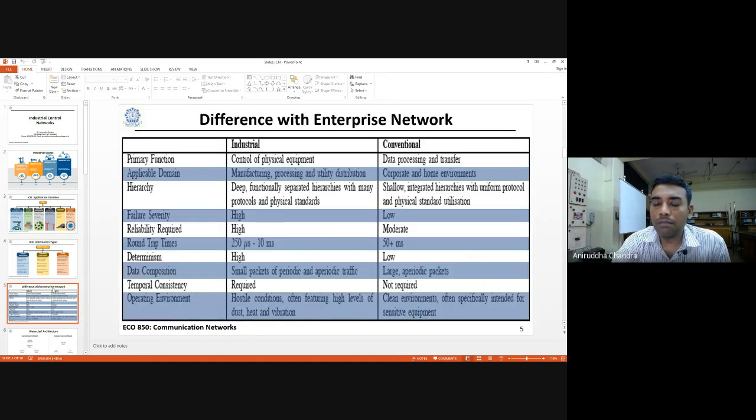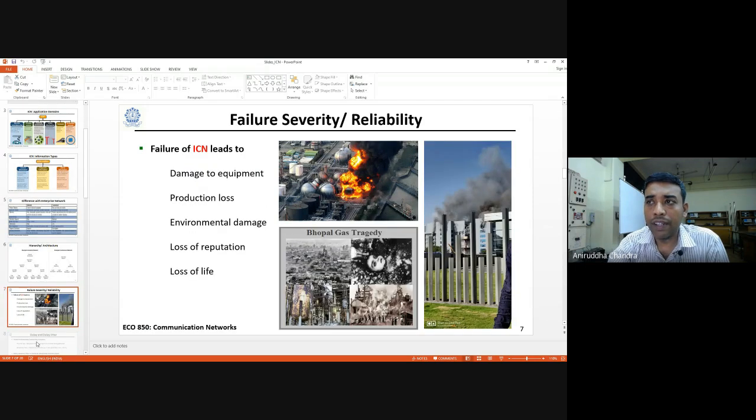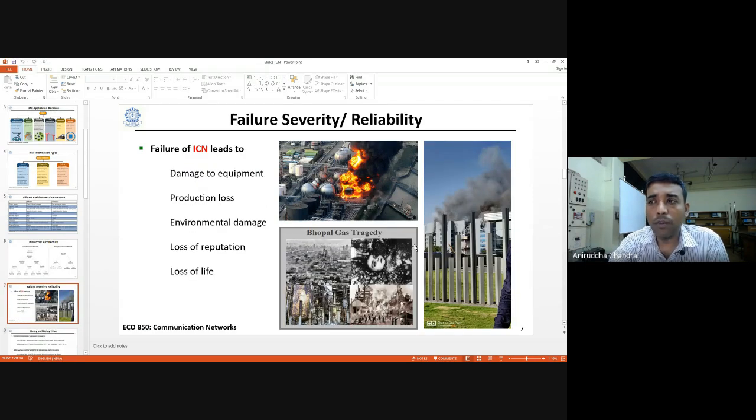And then the most important thing that we discussed in our last class was the difference of the industrial control networks with the enterprise networks. By enterprise networks, we mean the networks that we use in our home or in offices. And we have shown that there are many different parameters in which the industrial control networks differ from the conventional networks. We described them in detail in the later slides. Like, for example, the hierarchy is much deeper in industrial networks. Then the failure severity or reliability requirement is much higher in the industrial control networks.